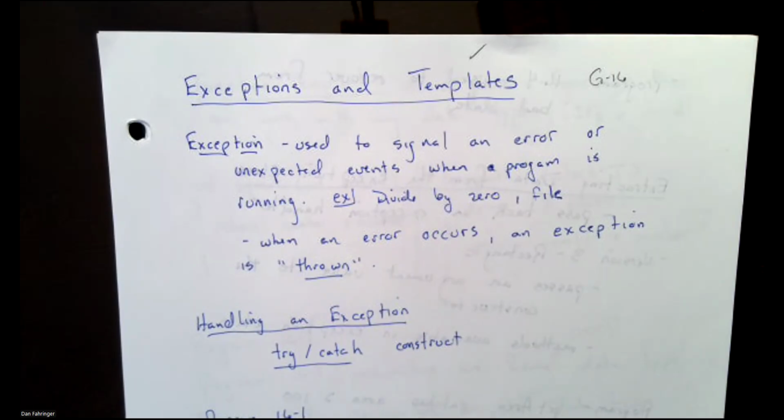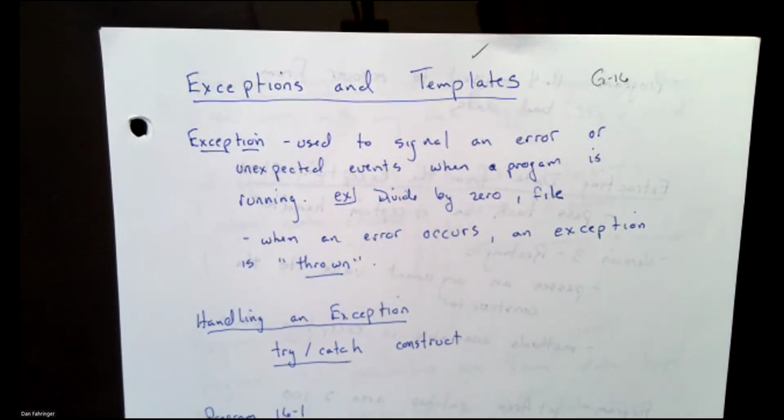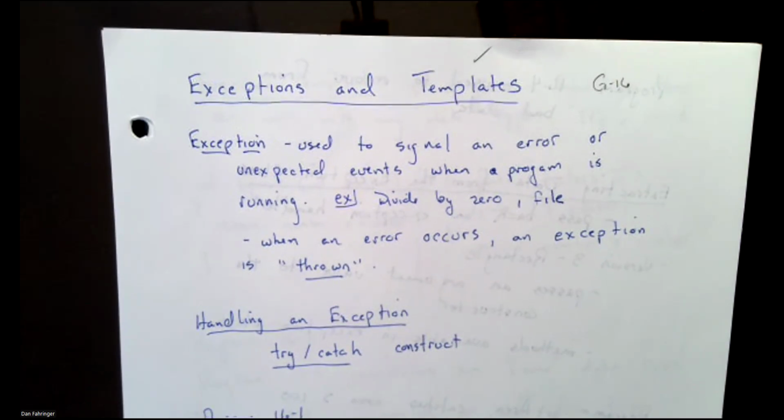We don't always need to have it go to that class. We can write our own exception handlers. We want to handle an exception. How do we do it? We put it in what we call a try-catch block or a try-catch construct.